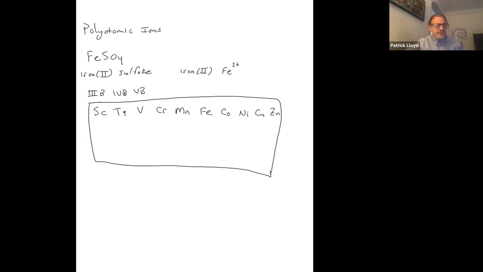Now, you may not know what sulfate is, so let me give you a few of the polyatomic ions. Sulfate, phosphate, carbonate, hydroxide. There's 4. SO4 2 minus, PO4 3 minus, CO3 2 minus, OH minus. There's just 4 of them right there. There's many of them out there. You can look them up. Those are called polyatomic ions.